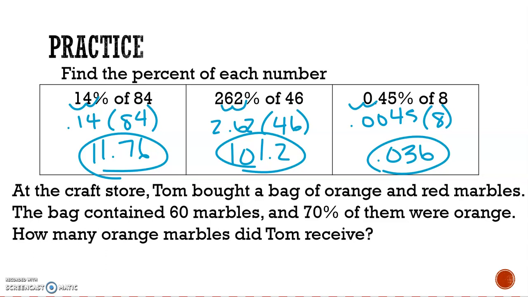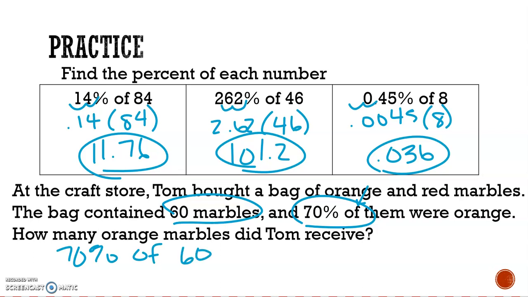Alright, so last one. At the craft store, Tom bought a bag of orange and red marbles. The bag contained 60 marbles in total, and 70% of them were orange. How many orange marbles did he receive? Again, we even see the word of here. So we want 70% of the marbles, and there were 60 marbles.